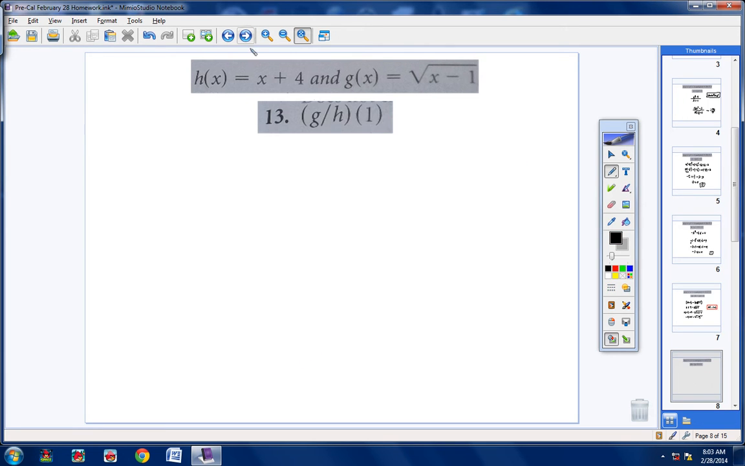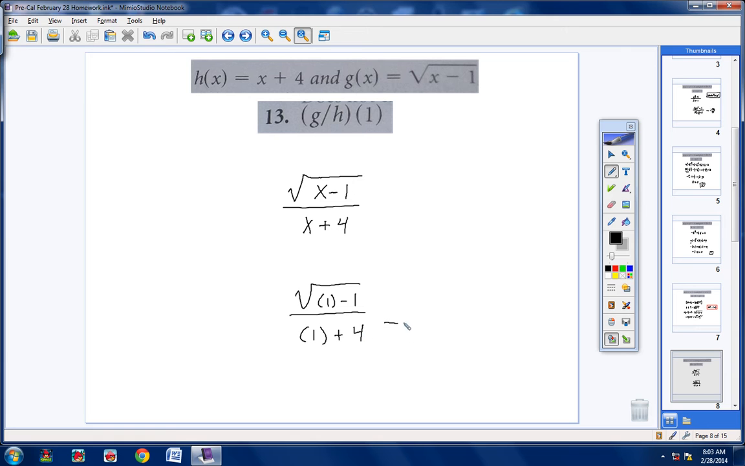Moving on. Number 13, g over h. Okay, g divided by h. I'm going to put my g function up top, and I'm going to put my h function in the denominator. Now there's no simplifying you can do at all to this, so we're going to go ahead and substitute our 1 in. Up top I have the square root of 1 minus 1. In the denominator I have 1 plus 4.